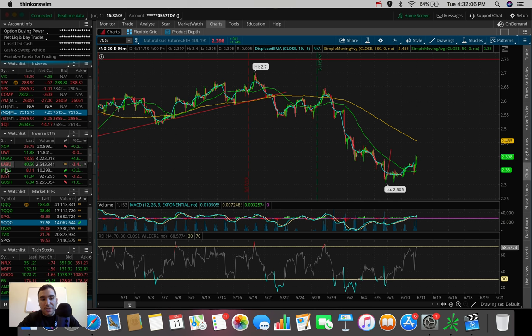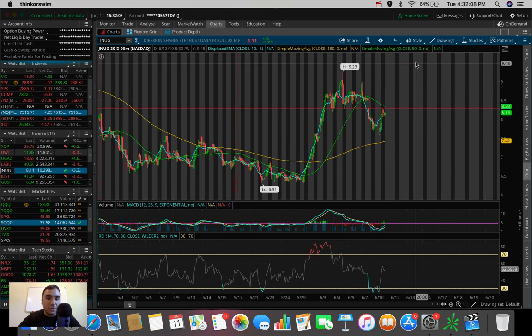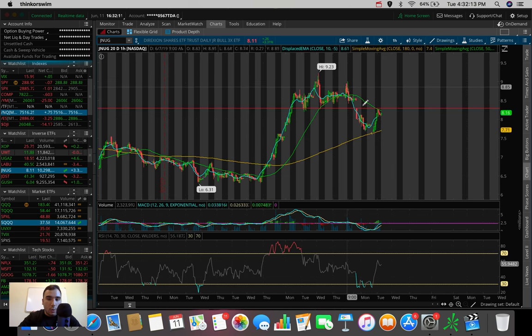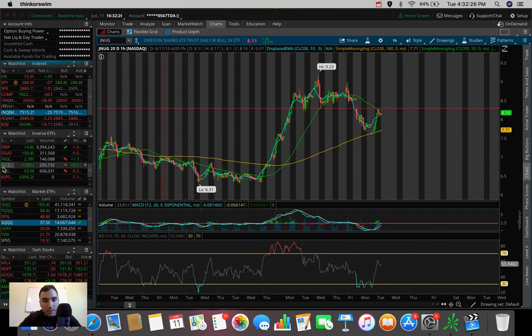Another one that I'm watching is JNUG. JNUG's at an interesting spot right now. Notice how on this 20-day, one-hour chart, we actually bounced very aggressively on the 180 SMA here. We noticed the pullback as gold has been pulling back from 1350 down to about, let's see where it closed today. I believe, yeah, about 1330.